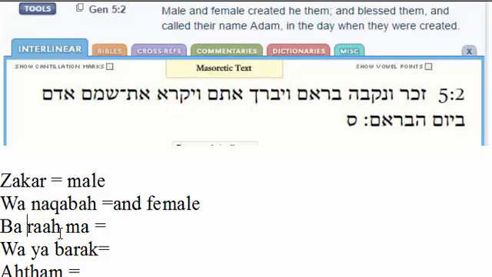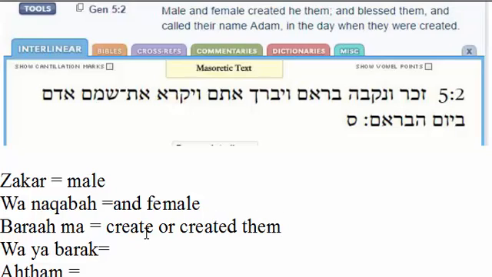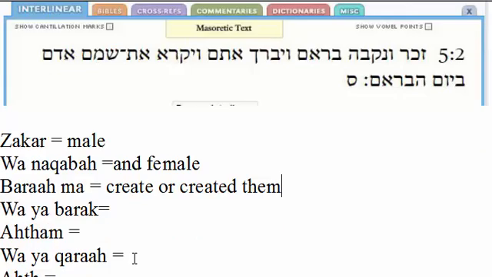Now the word Bara Ama basically means create or created them. Ama at the end of a word, if it's not connected to the word, could be used as them or they, in a plural sense or a plural form. Which you will have to go back to the Hebrew booklet to understand more on that particular issue.